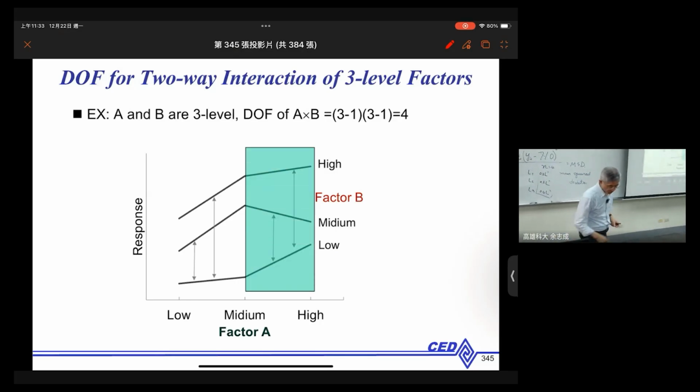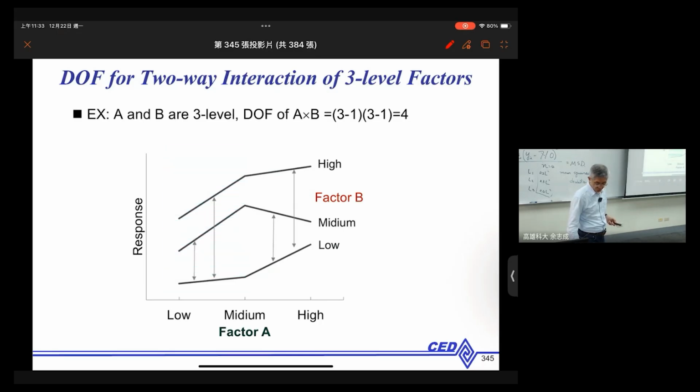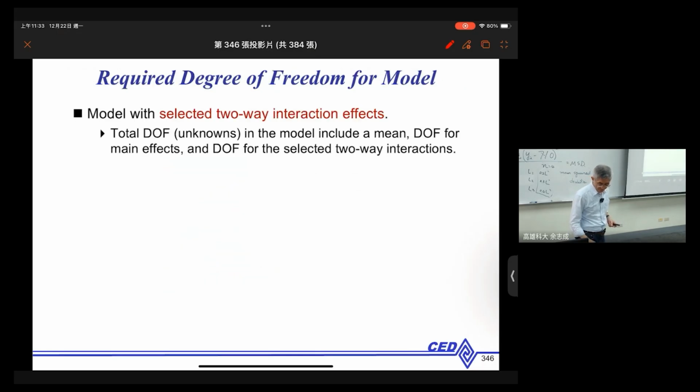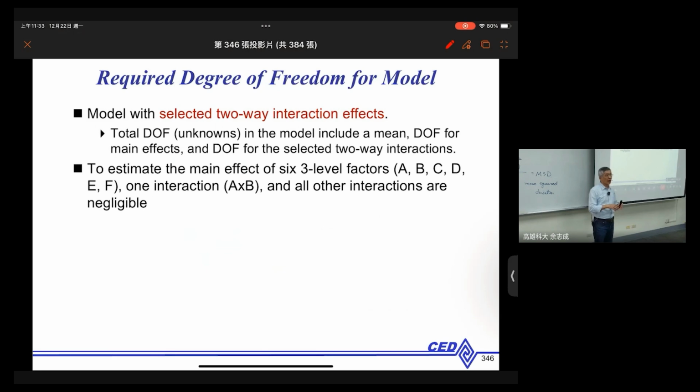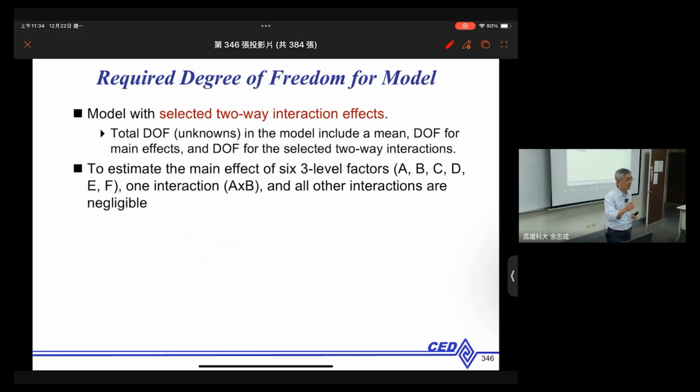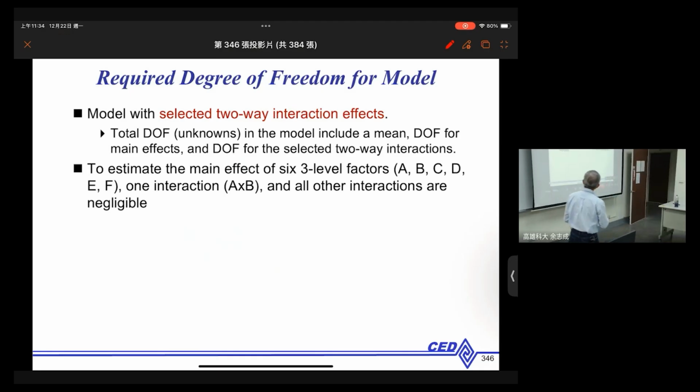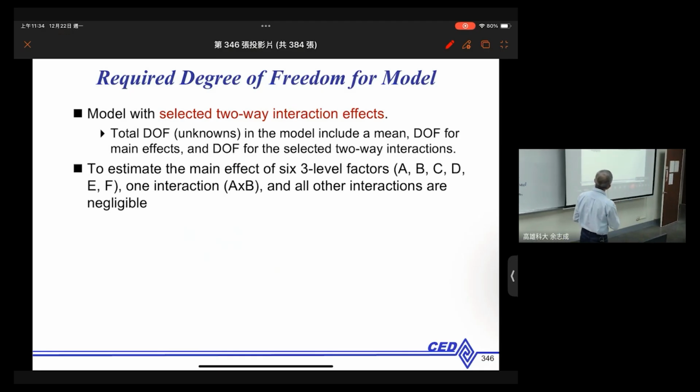All right, so here, 2 degrees of freedom, 2 degrees of freedom, so total 4 degrees of freedom. So how to calculate the total number of degrees of freedom, or how to calculate the total unknown variables in your model? We can calculate the total degrees of freedom. This will be one example.